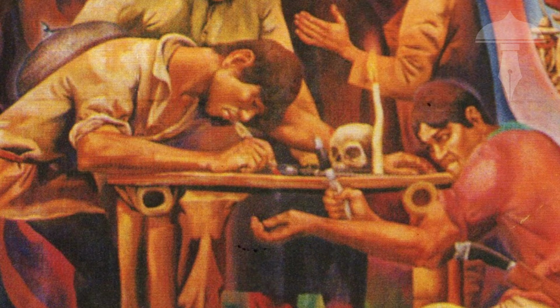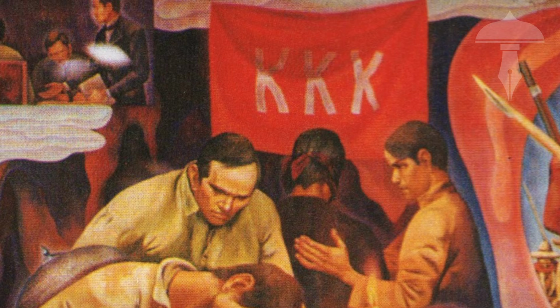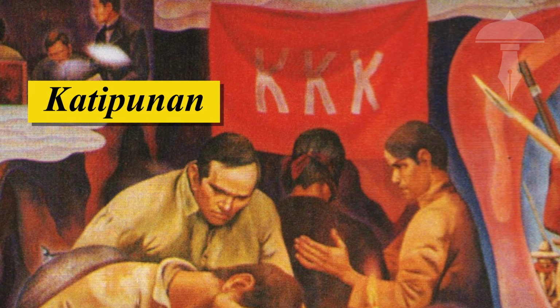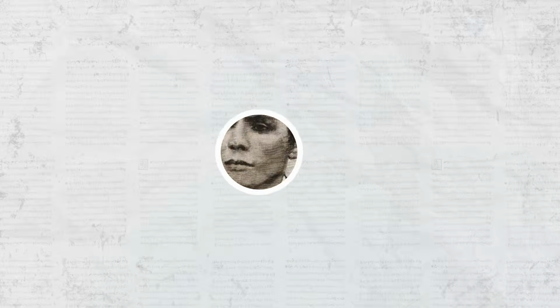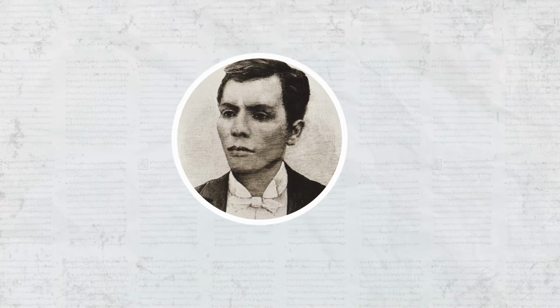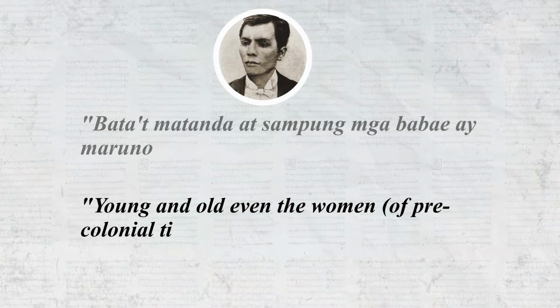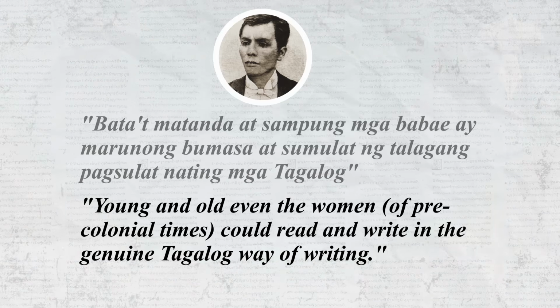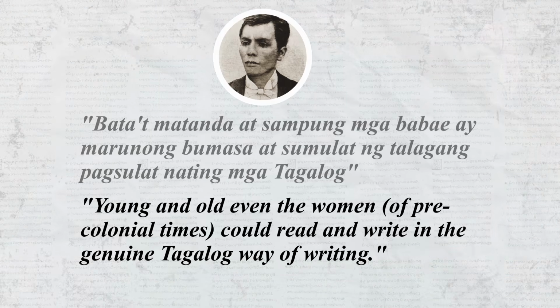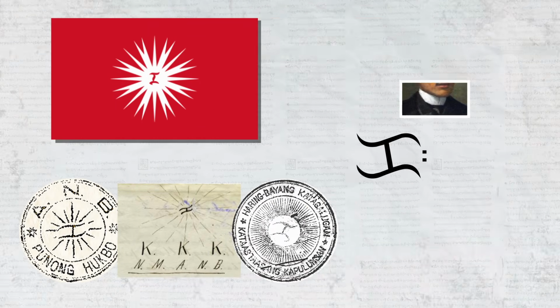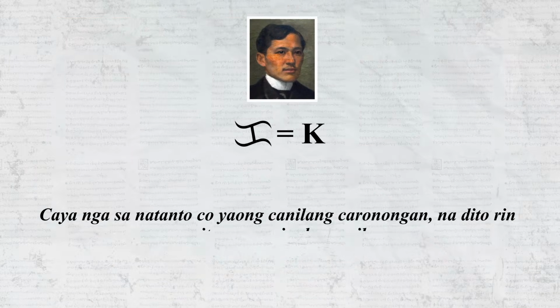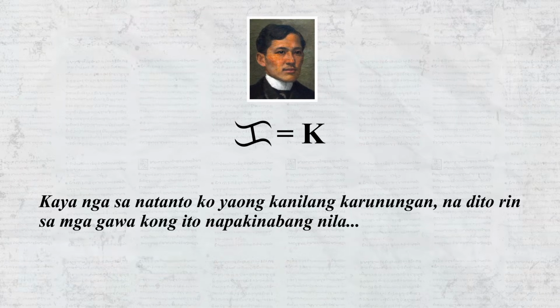The ancient script was embraced by Bonifacio's revolutionary group, the Katipunan, as a symbol of national identity and proof of pre-colonial greatness, and that, according to this essay, ang dapat mapatid ng mga Tagalog, young and old, even the women of pre-colonial times, could read and write in the genuine Tagalog way of writing. One particular of note was the use of the Baybayin character Ka, as the letter K was one of the proposals of Rizal to indigenize Filipino orthography away from the complicated Spanish writing system or abecedario.